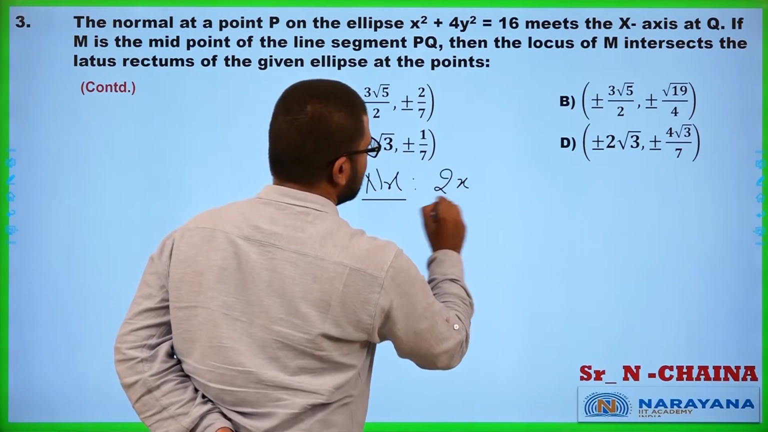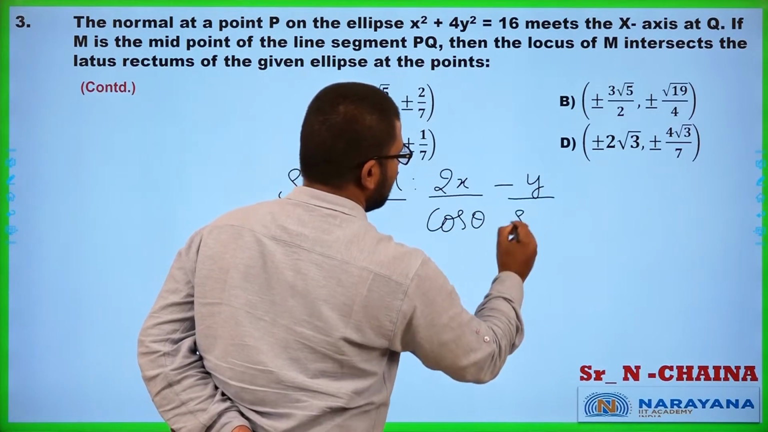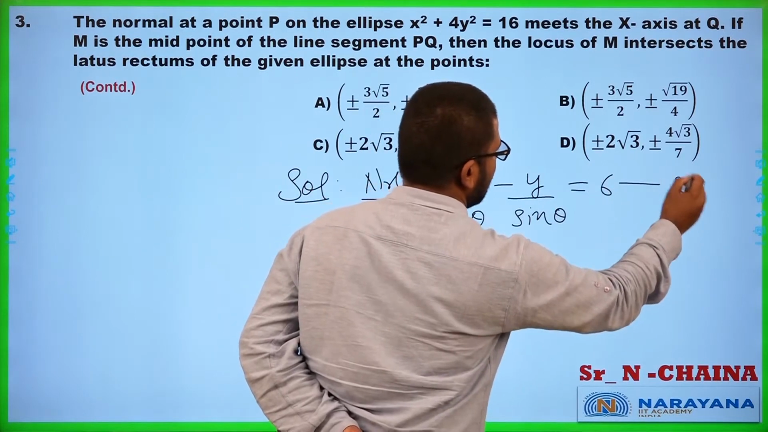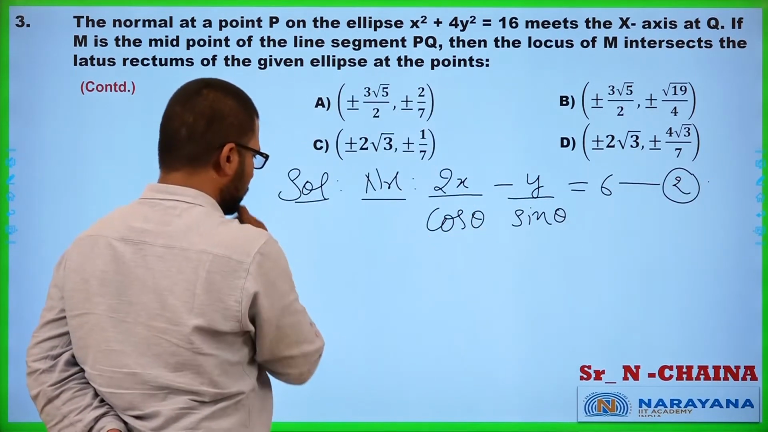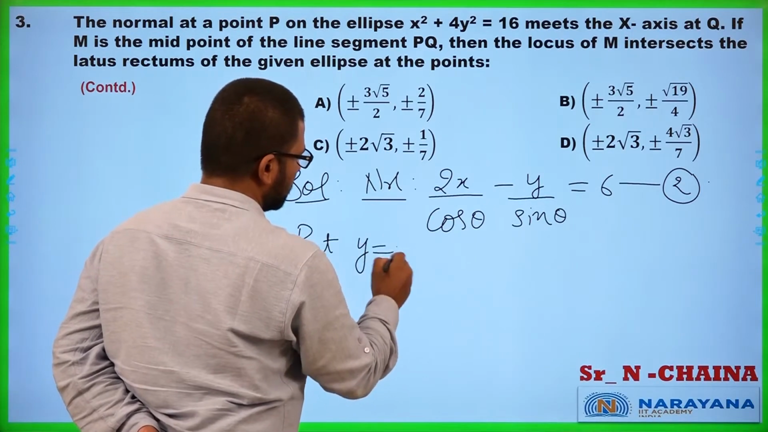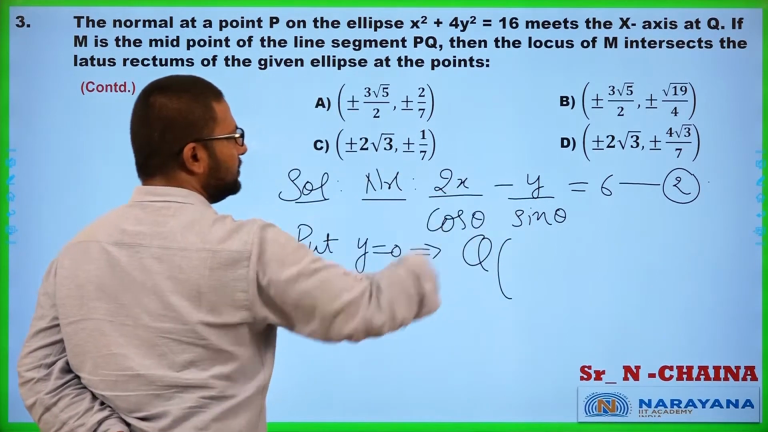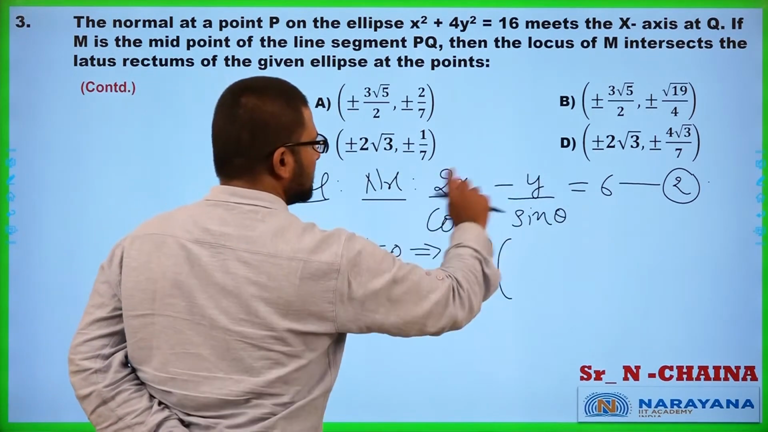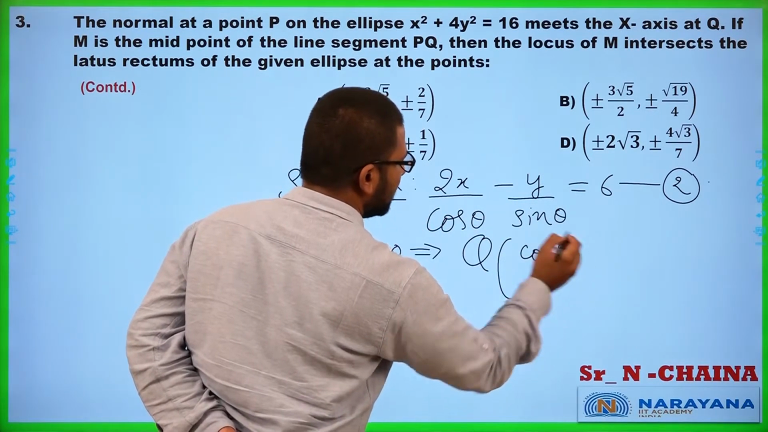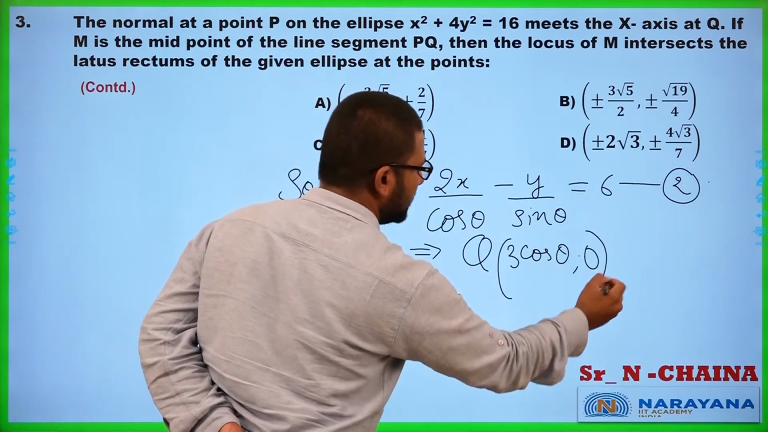Two x by cos theta minus y by sin theta equal to 6. Correct? Now, coordinates of Q. Q is on the x-axis, so put y equal to 0. So, can we directly write coordinates of Q? Y equal to 0, right? So, x, take cos theta there, 2 there. So, Q would be cos theta into 6 by 2. So, 3 cos theta comma 0.